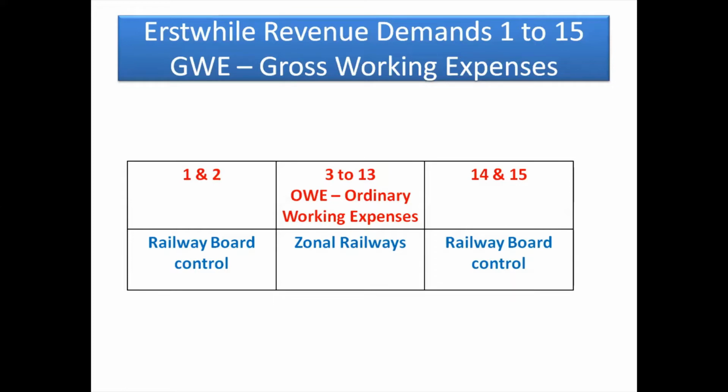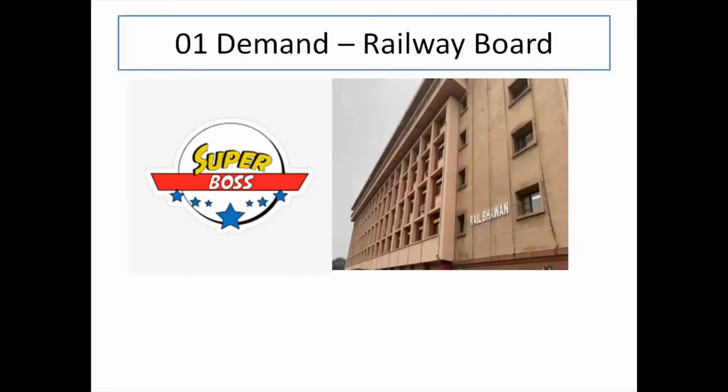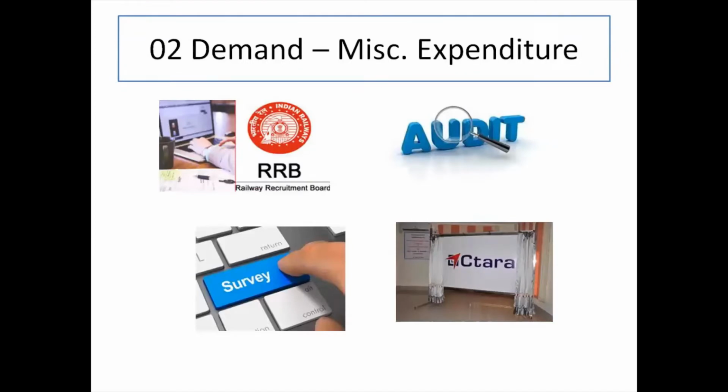Now we'll discuss the demands one by one. Demand number 1 is called Railway Board. That means the entire Railway Board expenditure, the Railway Board office, officers, staff, maintenance, contingency, every expenditure related to the Railway Board is charged to demand number 1. Demand number 2 is miscellaneous expenditure. This is also under the control of the Railway Board.